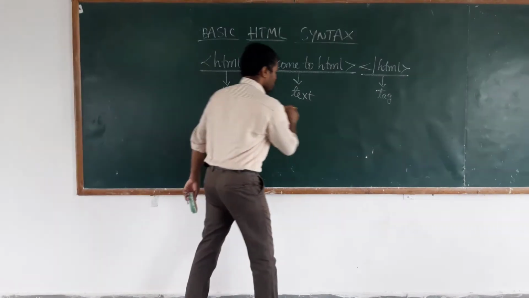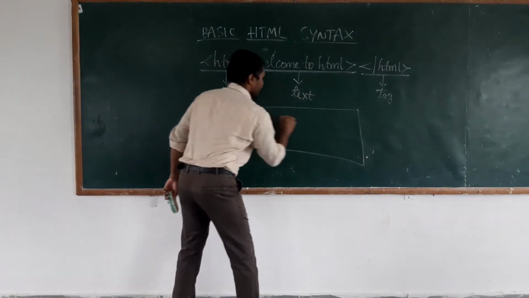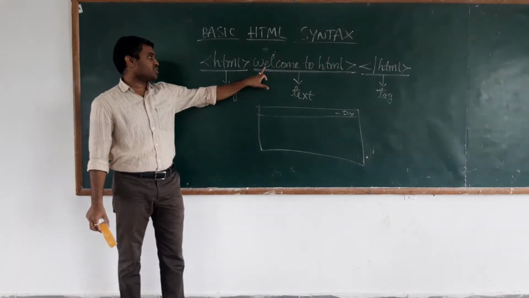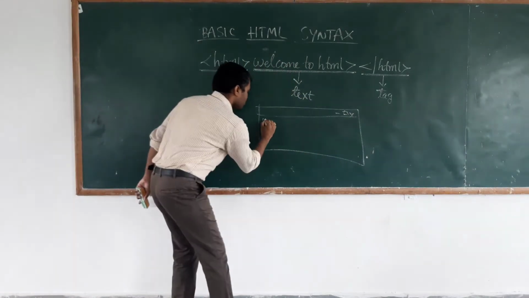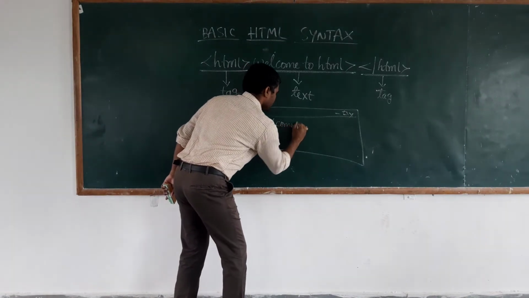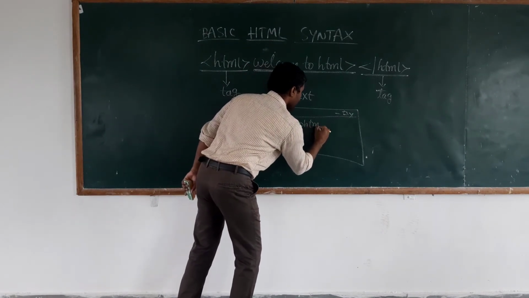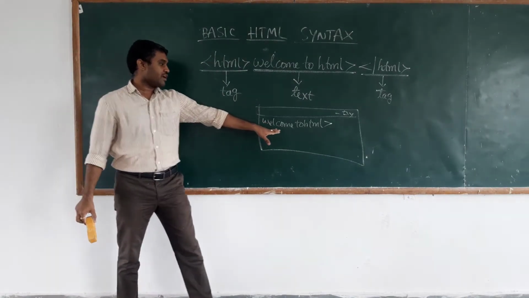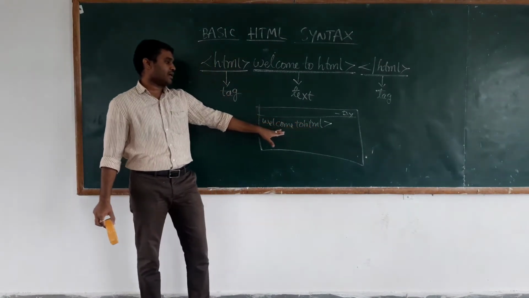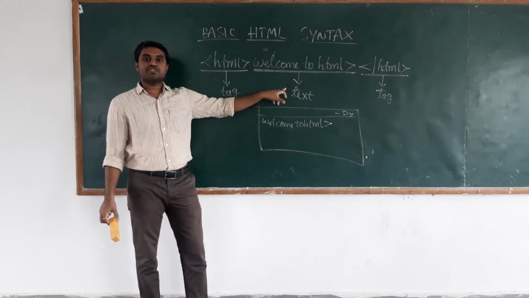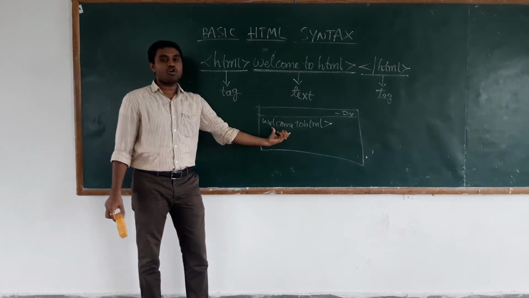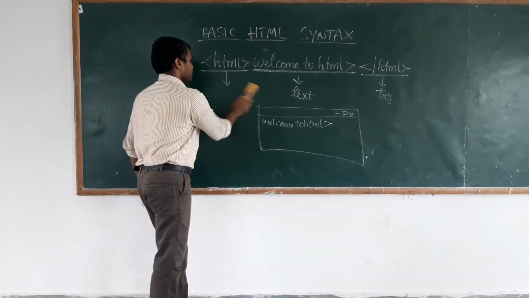Now what is your output? It's very simple. We have only one text in your HTML document, that is welcome to HTML along with the right angle bracket. So the output is welcome to HTML along with the right angle bracket, which is the content or text present in your HTML document. That's why this text will be displayed on your output screen. So we'll discuss one more example.